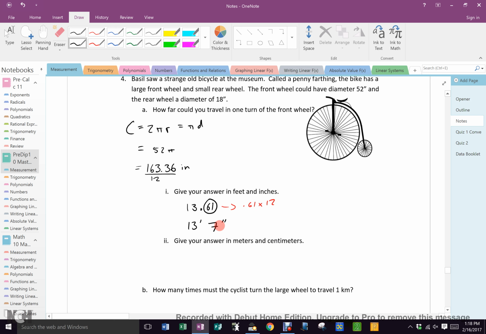Why would you do 52 pi? You've got your feet and inches right here. Just convert that to centimeters. So you've got 13.61 feet, and you need that in centimeters. Or meters, right? 1 foot is 0.3048, right? And I want that, so 0.3048. Multiply by 0.3048 to get what? 4.15 meters, but I want meters and centimeters. So it's 4 meters and how many centimeters? 15.